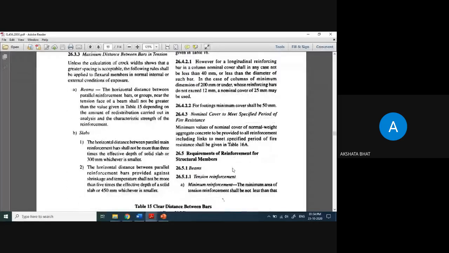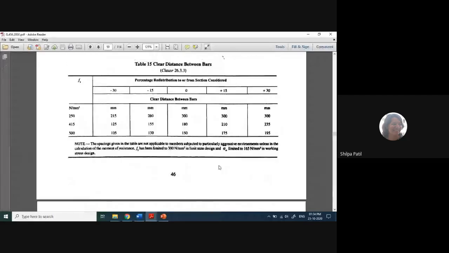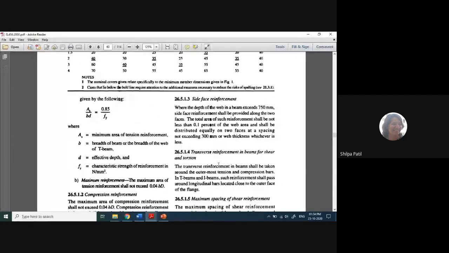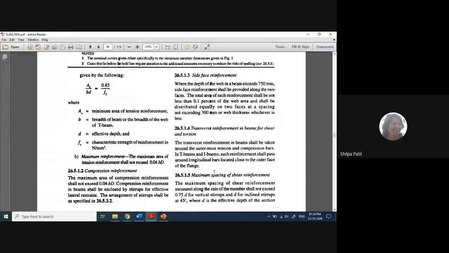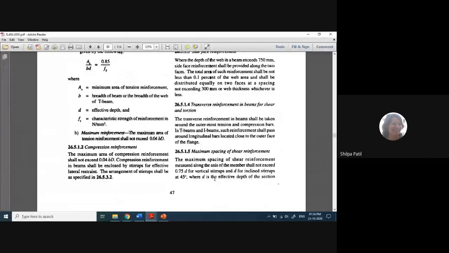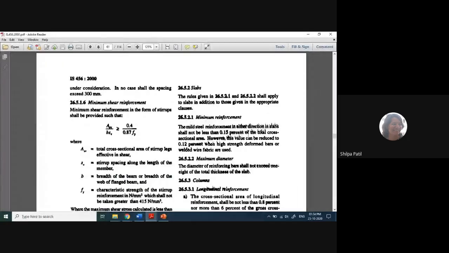Requirement of reinforcement for structural transverse reinforcement, maximum spacing, no. Minimum reinforcement, the same clause, this one. The mild steel reinforcement 0.15%, if mild steel is used, 0.12% if HYSD rebar. So the same requirement is there, or the condition is there, to provide the minimum reinforcement in the edge strip.